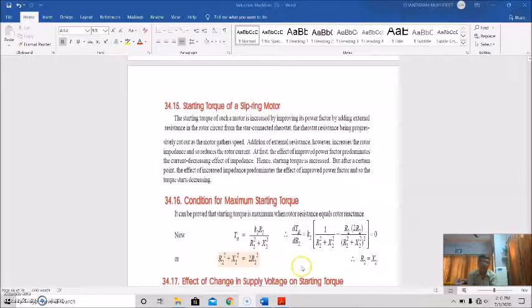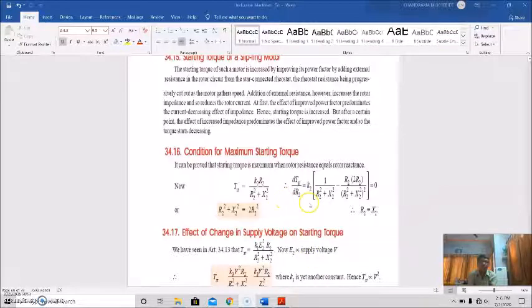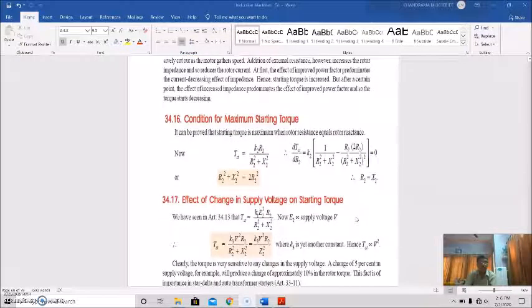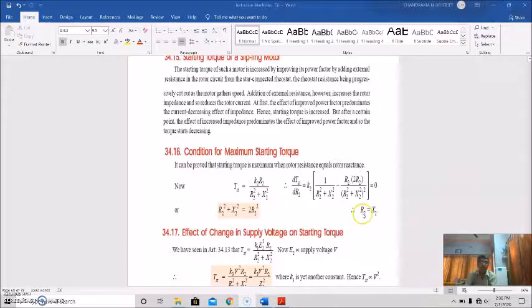So if we discuss the condition for maximum starting torque, it can be proved that starting torque is maximum when the rotor resistance equals the rotor reactance. If we differentiate this starting torque expression with respect to the rotor resistance and make it equal to 0, the expression reveals that R2 should be equal to X2. This is the condition for maximum starting torque.